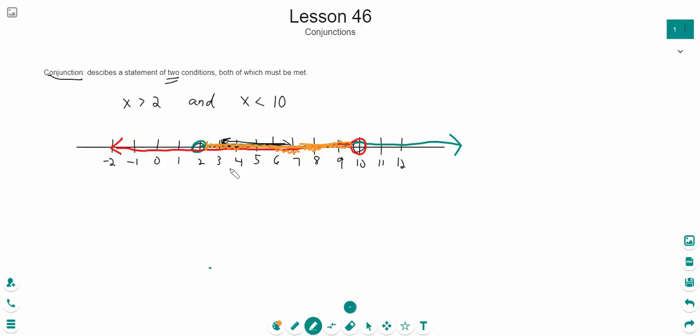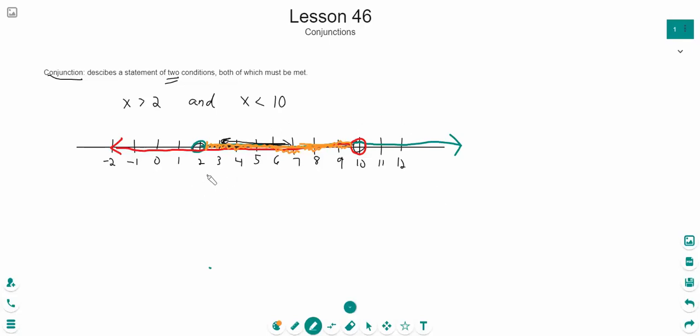All right. So when you graph these conjunctions, you need to first graph one side of the conjunction, graph the other side of the conjunction, and then as your final answer, choose the overlap. Where are those two graphs overlapping? That's going to be the solution to the problem.